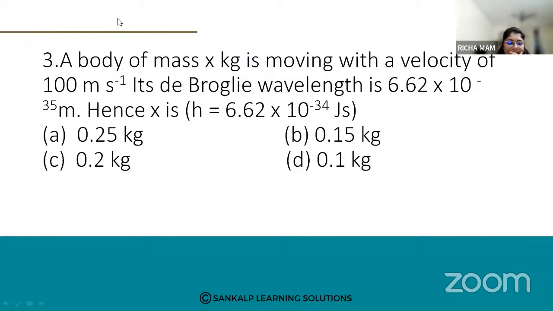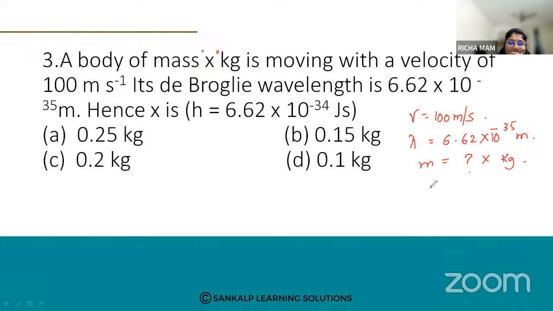A body of mass x kg is moving with a velocity of 100 meter per second. Velocity is given as 100 meter per second. Its de Broglie wavelength is 6.62 into 10 raised to minus 35 meter. We have to find the mass. Mass is given as x kg.